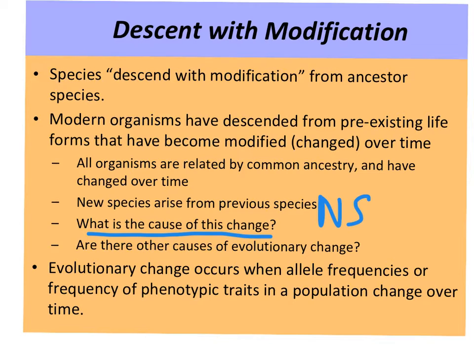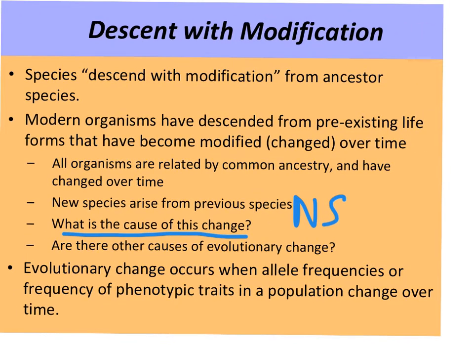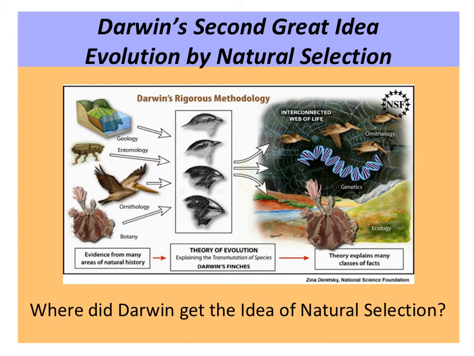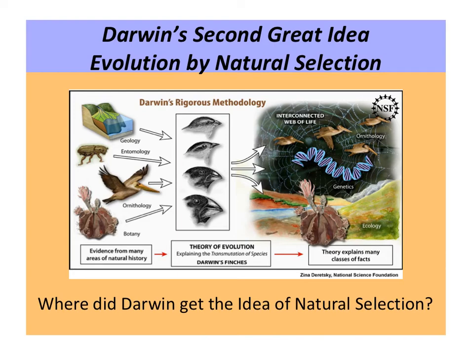Okay, and evolutionary change occurs when allele frequencies, remember those things? Alleles, frequencies, or the frequency of a trait in a population change over time. Okay? So we're going to go into that specifically. Okay. So this is Darwin's second great idea. Got lots of evidence, the theory of evolution, and all these things that go with it.